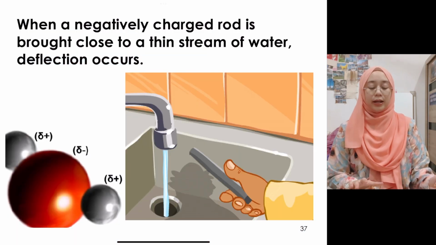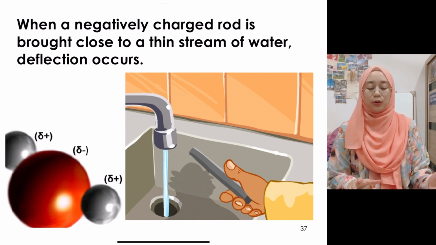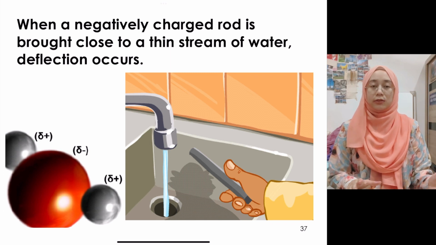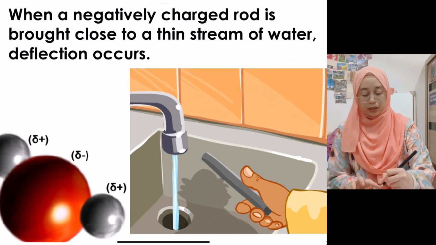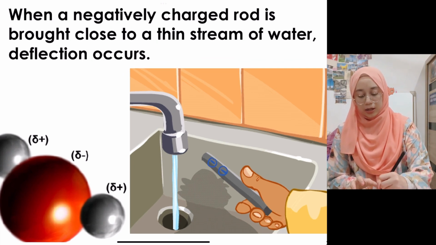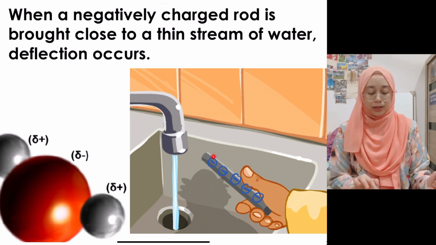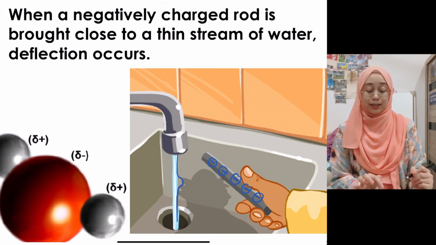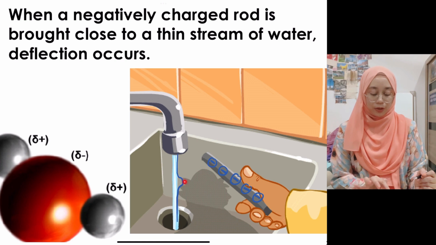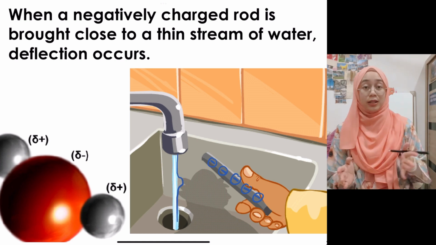But before that, okay, kita just tengok this particular phenomena here. So when a negatively charged rod is brought close to a thin stream of water, somehow deflection occurs. Ni adalah rod yang negatively charged, penuh dengan negative charge dekat sini kan. And then bila dia bawa dekat dengan water stream dekat sini, nanti water stream tu somehow akan tiba-tiba deflected. Okay, so bila kita bawa dekat rod ni, kita akan nampak water tu ke arah situ. Okay, so that is one phenomena.